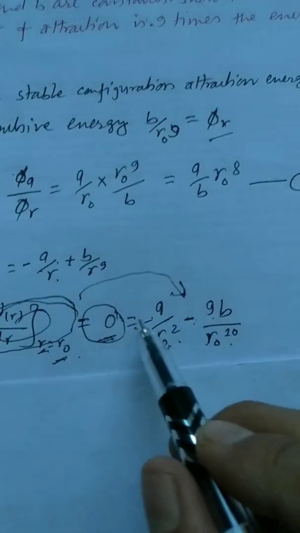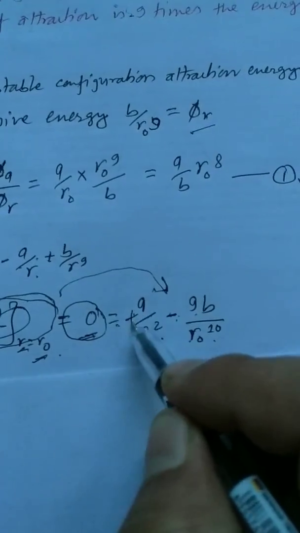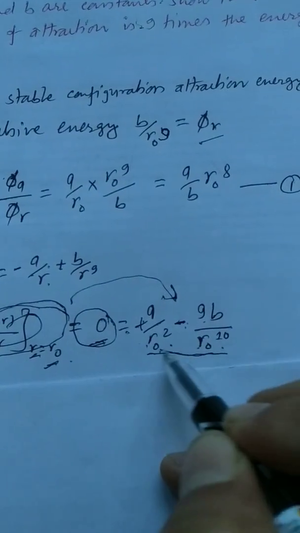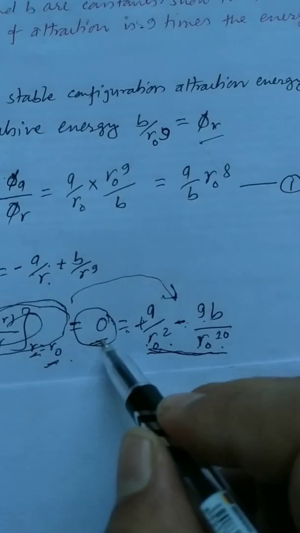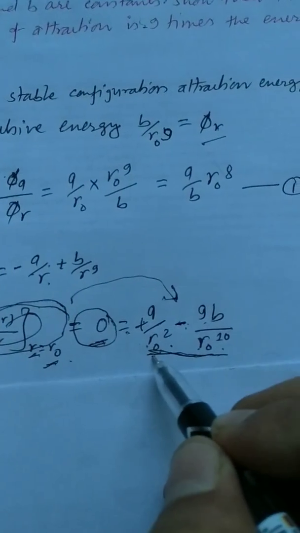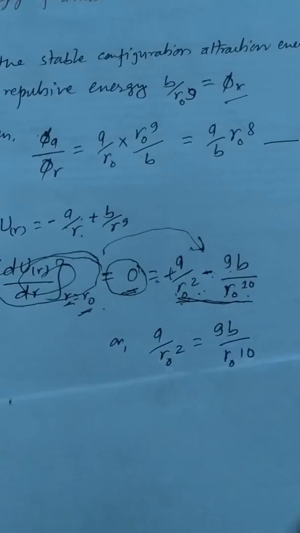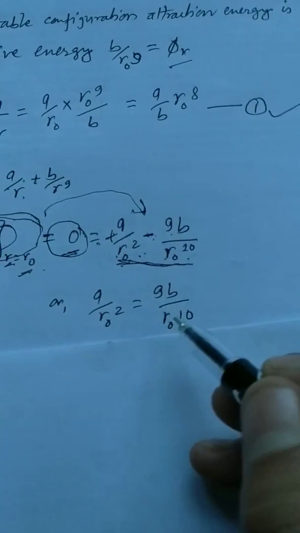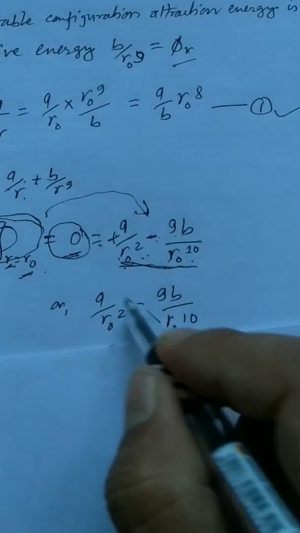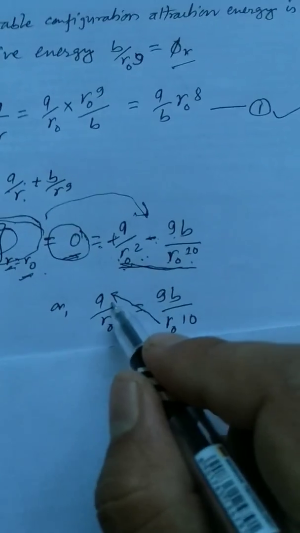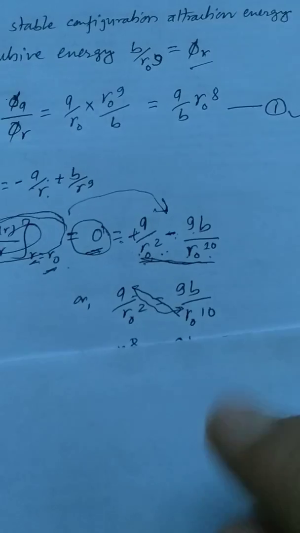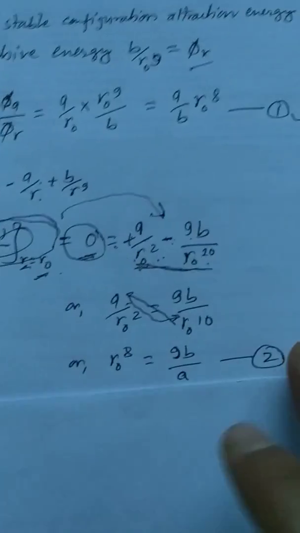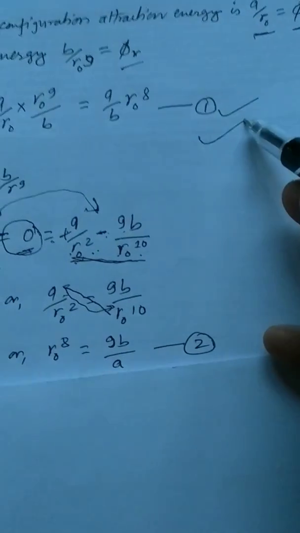Now this is the positive part and this is the negative part, and the sum of these two is equal to 0. It means we can arrange A by R to the power 2 is equal to 9B by R to the power 10. So on rearranging, if we place this R to the power n here and A here, then what we obtain is R to the power 8 is equal to 9B by A.